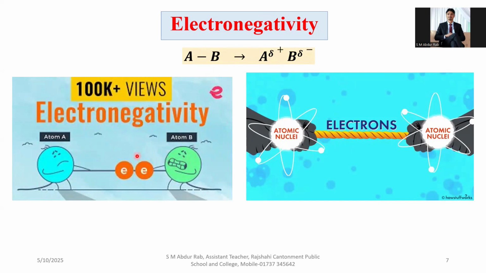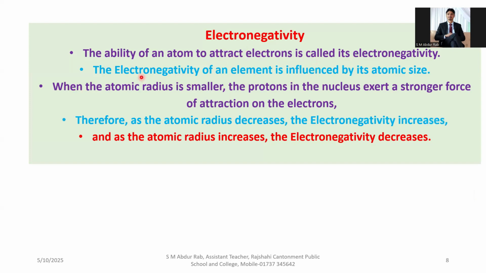So the tendency of an atom to attract the electron pair toward itself is called electronegativity. This is also the reverse of atomic radius. The atom which has a smaller size can attract this electron pair more easily. So electronegativity increases. Now we see the definition. The ability of an atom to attract electrons is called electronegativity.